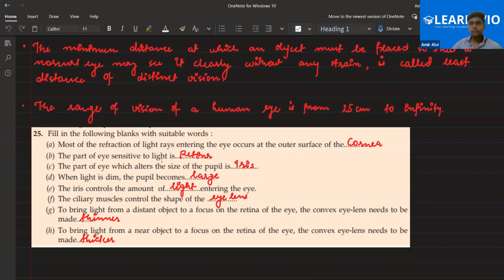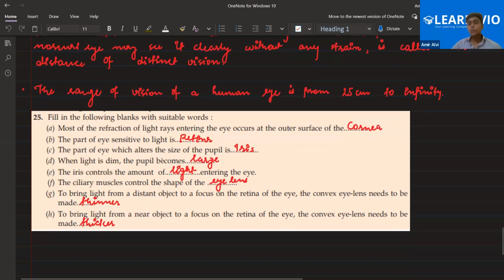Clear, everyone? Next, the part of the eye sensitive to light is the retina, because the retina is the point at which the image is formed and it is converted into an electrical signal. So that's why you are sensitive to light. Next, the part of the eye which alters the size of the pupil is the iris. So the iris is the part of the eye which changes the size of the pupil.